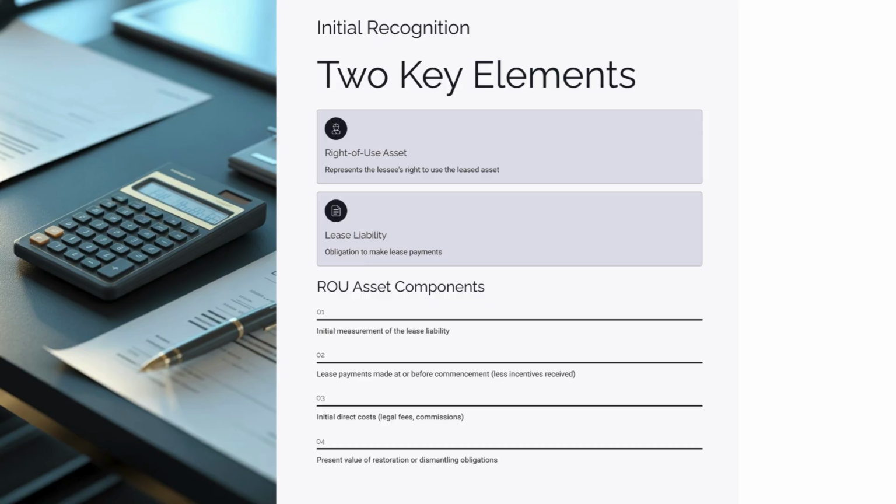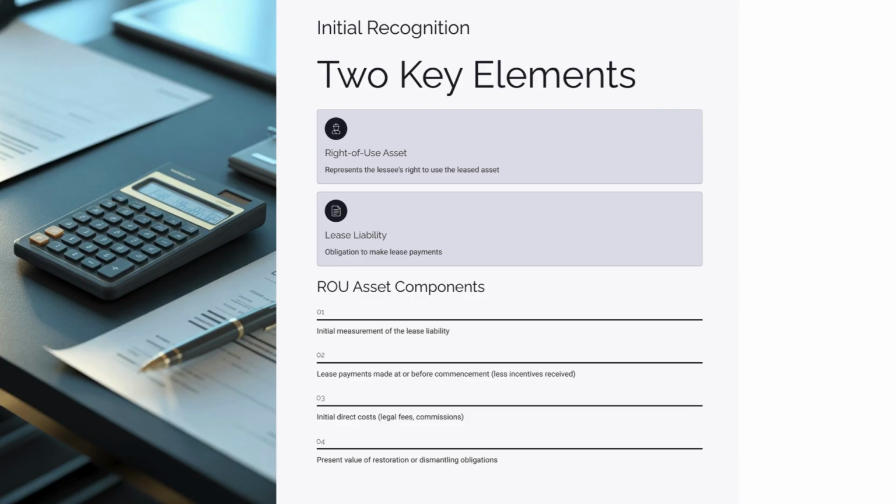Now let's talk about the initial recognition. At the lease commencement date, the lessee recognizes two things, a right-of-use asset and a lease liability. Let's start with the ROU asset. The ROU asset is measured at cost, which includes the initial measurement of the lease liability, any lease payments made at or before commencement, less any incentives received, any initial direct costs, like legal fees or commissions, and the present value of any restoration or dismantling obligations at the end of the lease. The entry looks like this: debit ROU asset, credit lease liability.